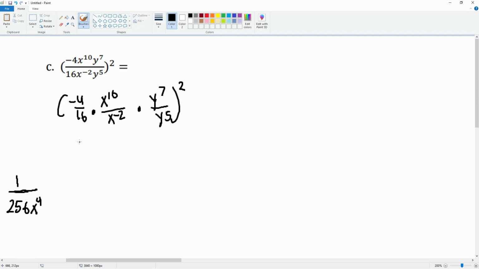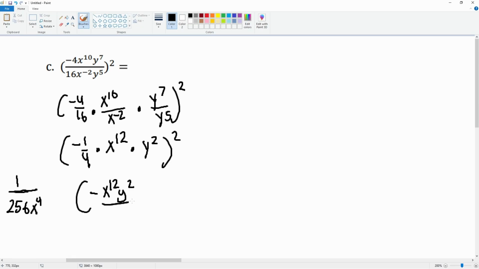So negative 4 over 16 becomes negative 1 over 4. X to the 10 and x to the negative 2 becomes x; I can bring the x to the negative 2 to the top, becomes x to the 12. And then y to the 7th and y to the 5th becomes y to the 2nd power. And that's all on top to the 2nd power. So this simplifies to negative x to the 12 y squared over 4, raised to the 2nd power.